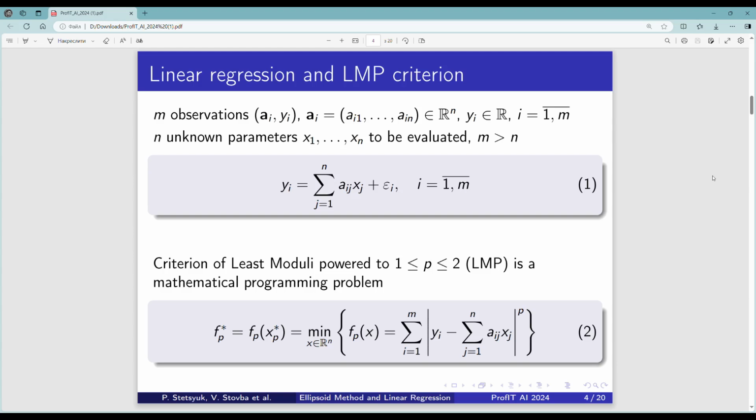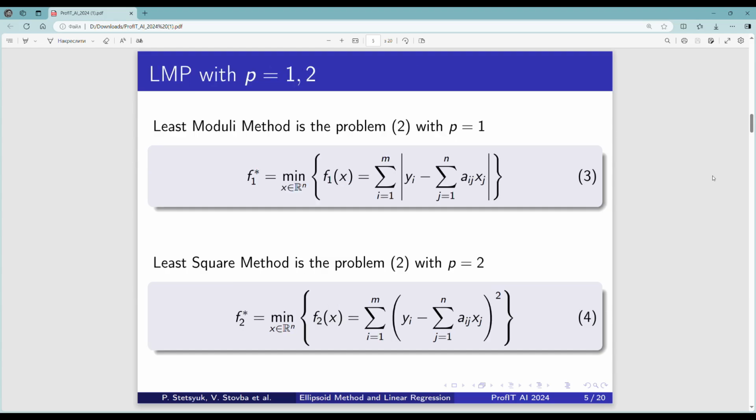If we set here p to 1, we get the least moduli method in the problem 2, and it corresponds to the situation when the errors of our model have Laplace distribution. And if we set parameter p equals to 2, we get least square method in the problem 2, and it corresponds to a normal distribution of errors of the linear regression model.